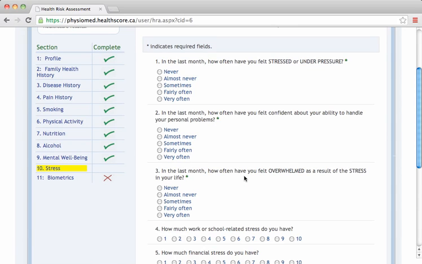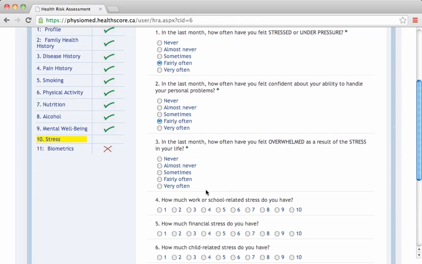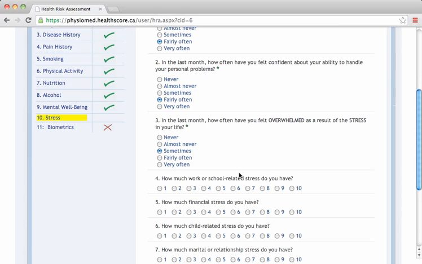How often have you felt stressed or under pressure? We'll say fairly often. How often have you felt confident about your ability to handle your personal problems? Fairly often. In the last month, how often have you felt overwhelmed as a result of the stress in your life? Sometimes.